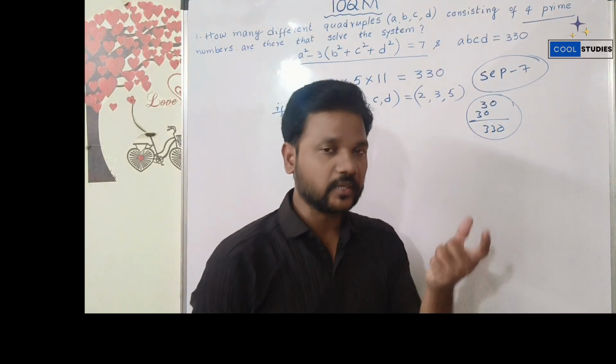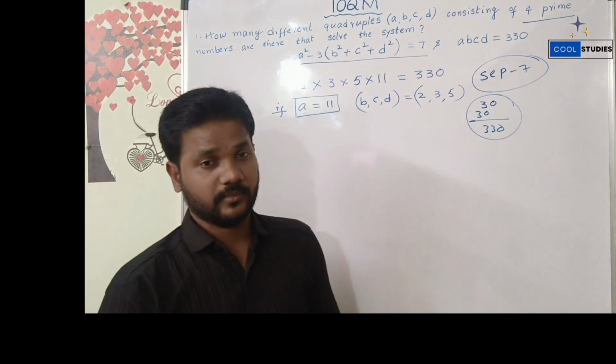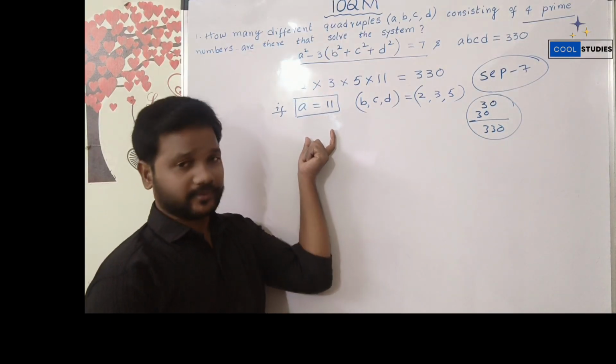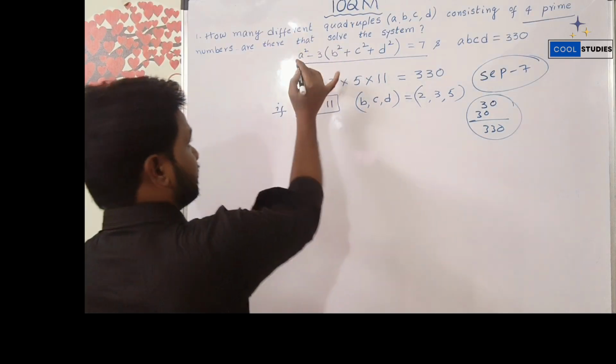Not only 11, we can take 2, 3 or 5. Let us check one by one. I am taking A as 11. Let us substitute that A is 11.